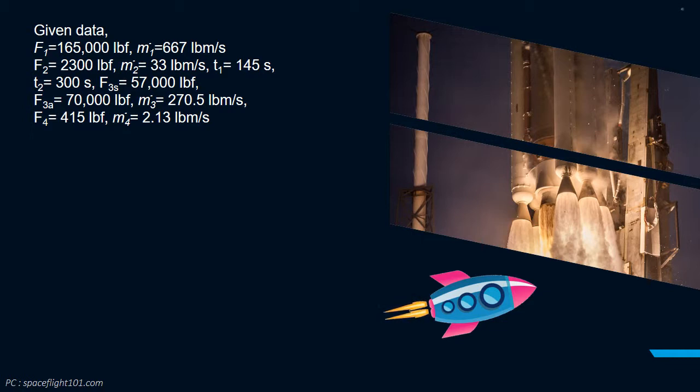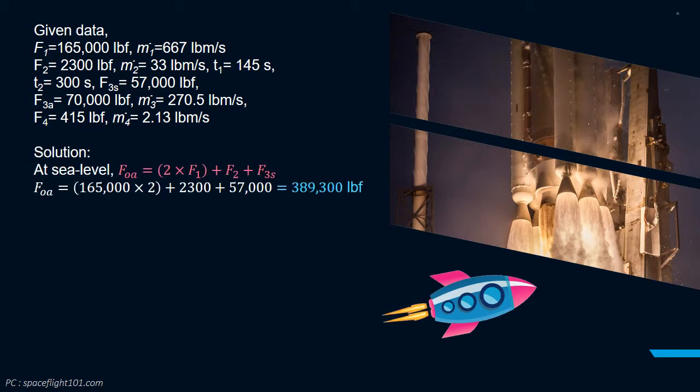Now we have to put the overall thrust and the overall mass flow rate at liftoff and at altitude. So overall thrust F suffix OA is needed for determining the vehicle's flight path and the overall mass flow rate m dot suffix OA is needed for determining the vehicle's mass. Together they determine the overall specific impulse.